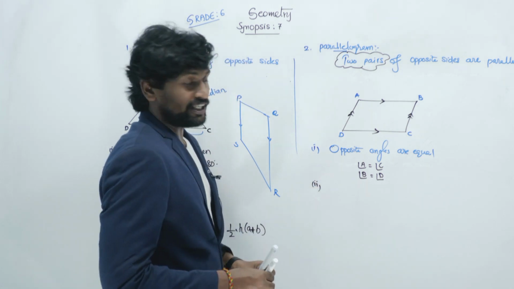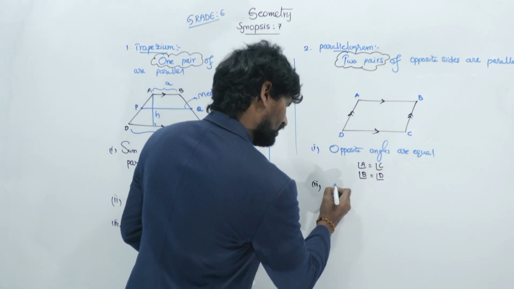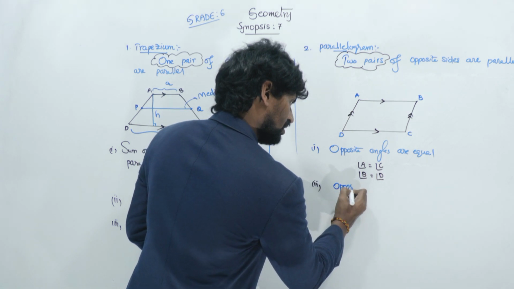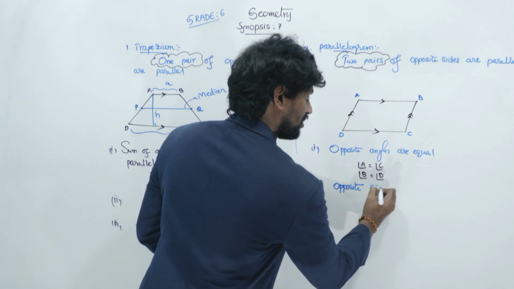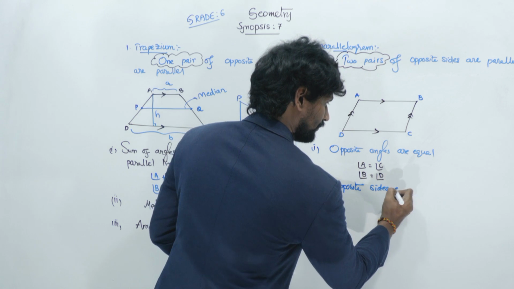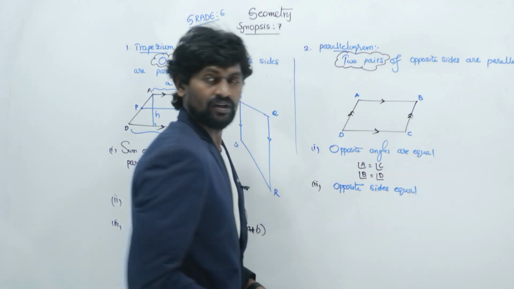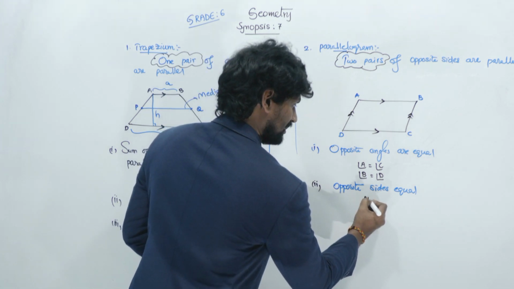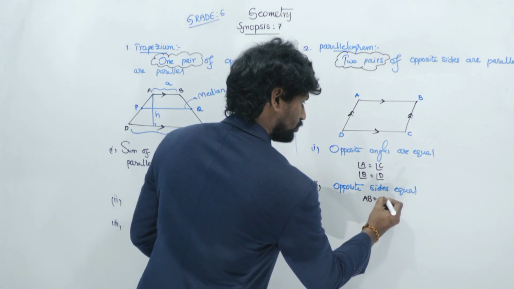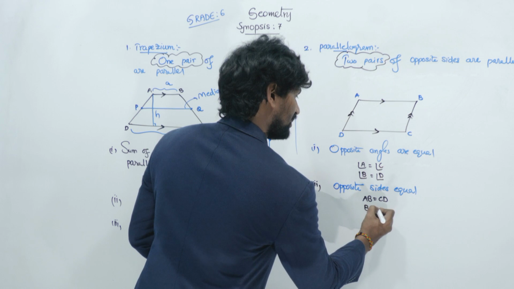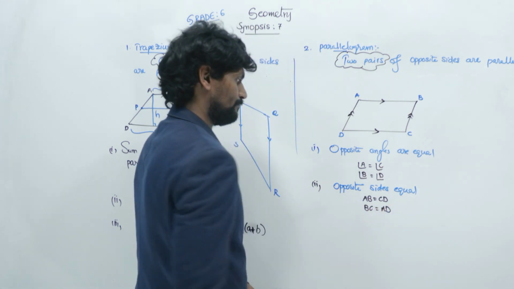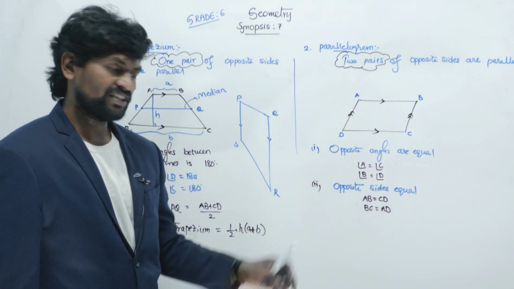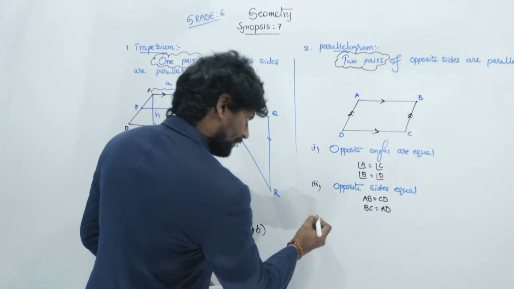Now the second property, opposite sides are also equal. That means AB length equals CD length. AB distance equals CD. Same way, BC distance equals AD. Opposite sides are also equal.